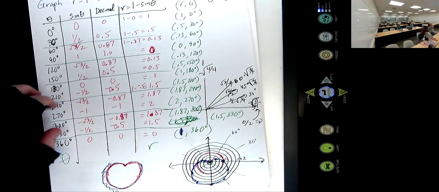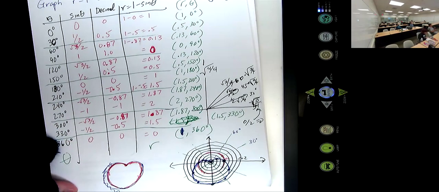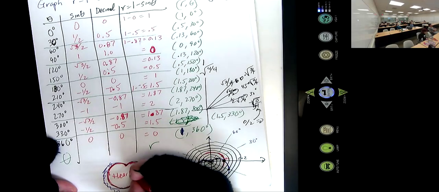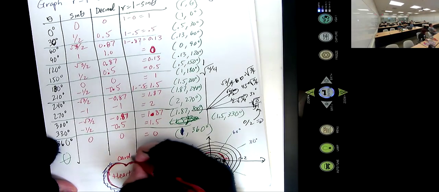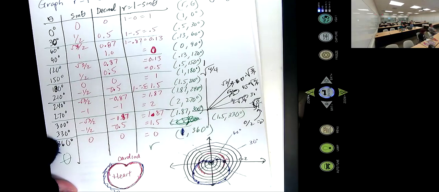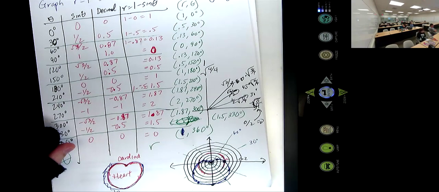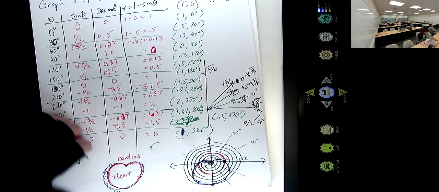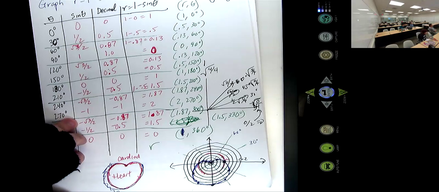What shape does that look like? Looks like a heart, right? They call this a cardioid. A cardiologist does what? Heart health. Same thing, I assume it's Latin. We call it cardiology.